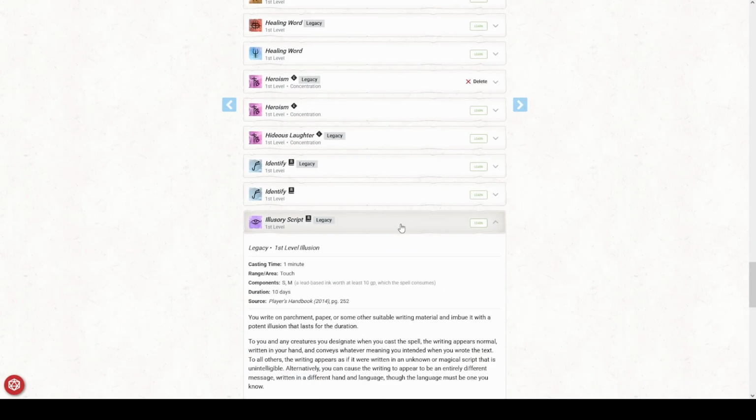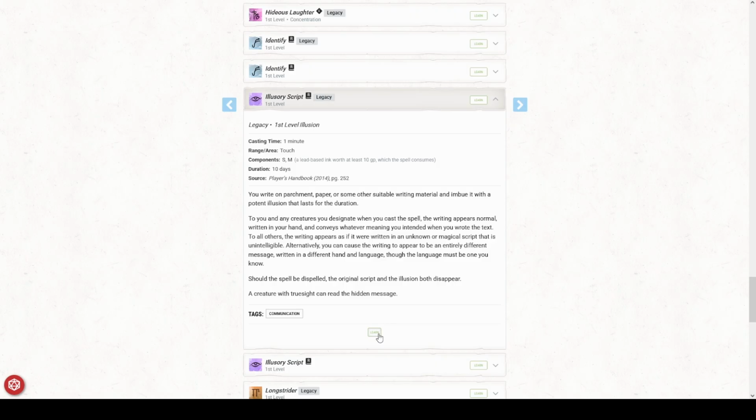Okay, we're going to pick up Illusory Script. This is a ritual spell. That means it can be cast over 10 minutes. It also has a fun duration. It lasts 10 days. It's a long-lasting effect.